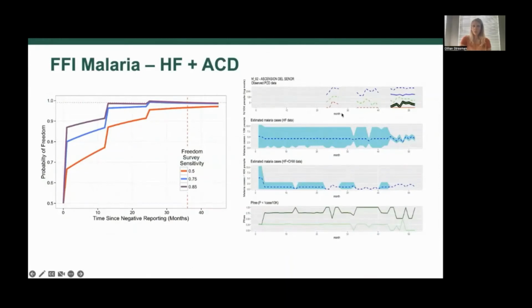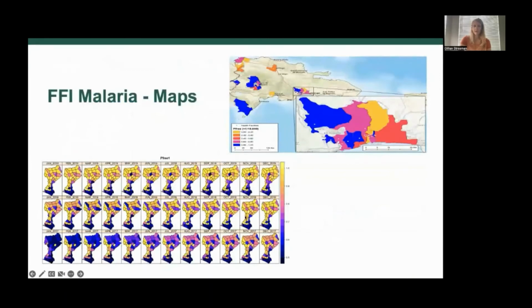In terms of the data, we can look at the combination of the routine passive surveillance as well as the community health workers and the estimates of sensitivity we get from the health facility alone or the combined information. We can see this on the bottom plot where the darker green line shows the probability of freedom when you combine the two sources, and the light green line shows if it was just the health facility data alone. So we can actually calculate and estimate the added value.